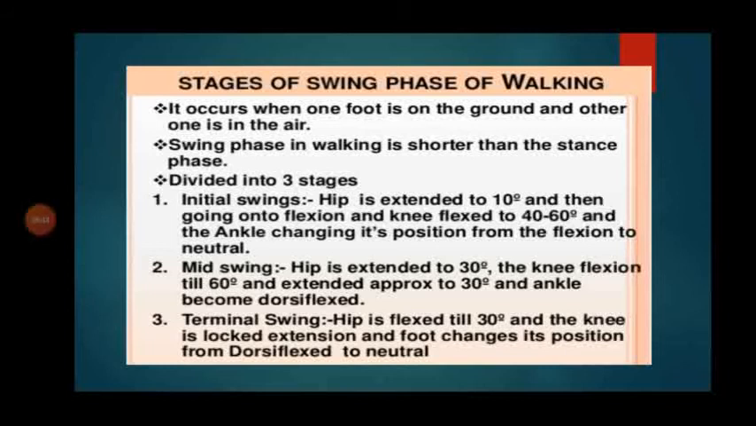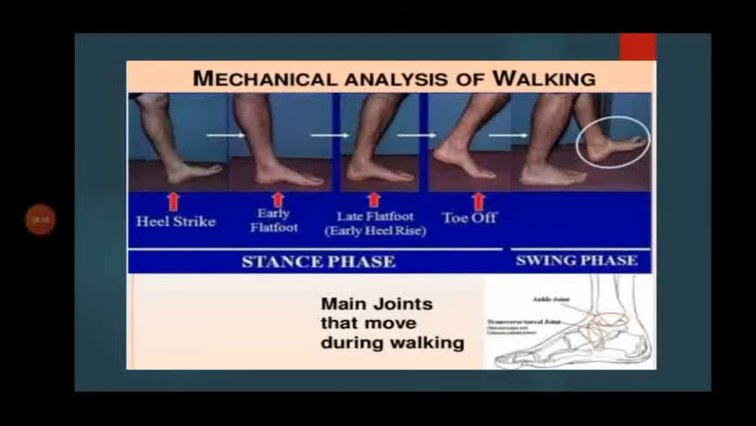Terminal swing. Hip is flexed till 30 degree and the knee is locked in extension and foot changes its position from dorsiflex to neutral. This is the mechanical analysis of walking.